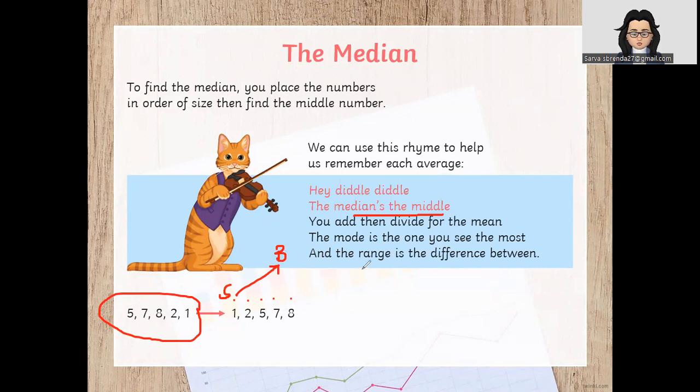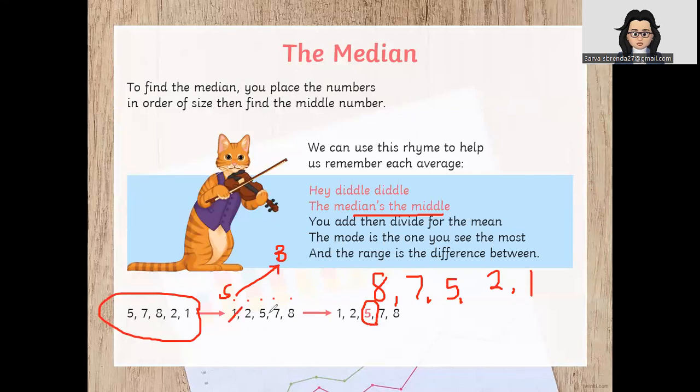You can do the other way as well, as in like you can start with a big value, 8, 7, 5, 2, and 1, and work backwards as well, and find the number in the middle. So the number in the middle here is exactly 5.